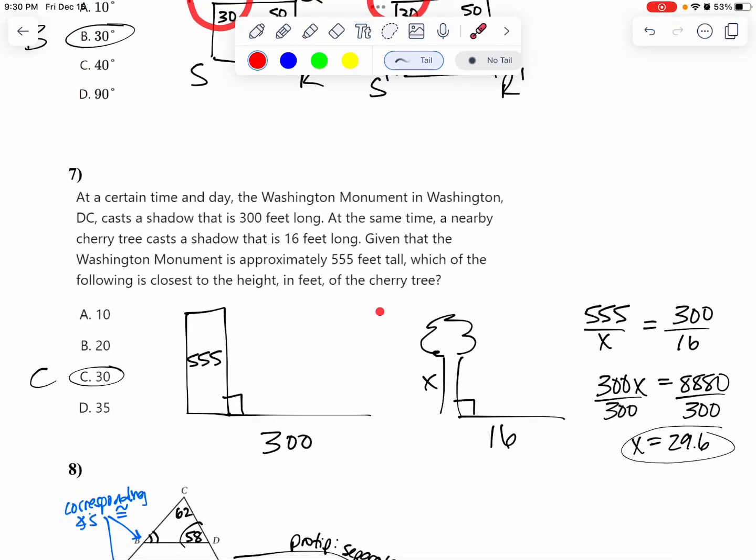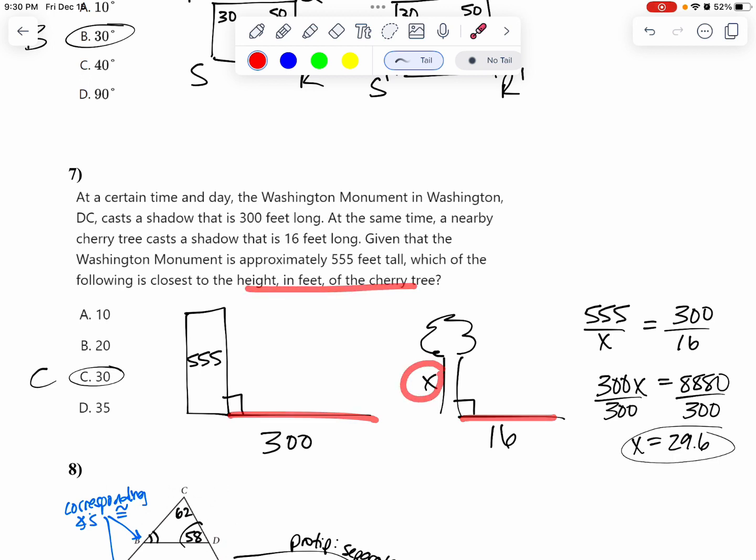They try not to draw the question, but we have a monument that casts a shadow. Okay, great. Here we go right away. Here's my monument. Here's my shadow. Very simple. At the same time, we have another tree. Beautiful. Here is my tree, and here is the shadow. You can connect the triangles if you want to, or you don't have to, but it says at the same time where the monument is 555 feet, what else do I need? What else did I skip over? We have a shadow of 300, which is right here. We have a shadow of a tree, which is 16. And they want to know the height of the cherry tree right here.